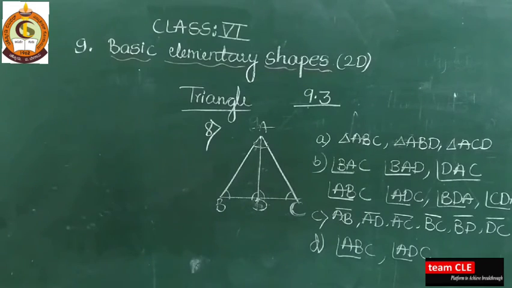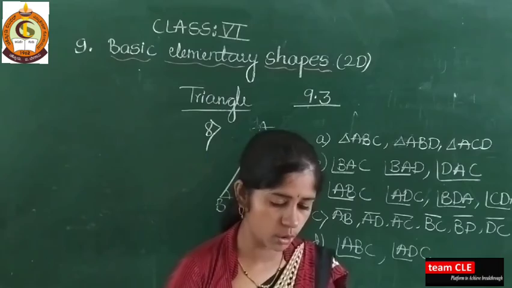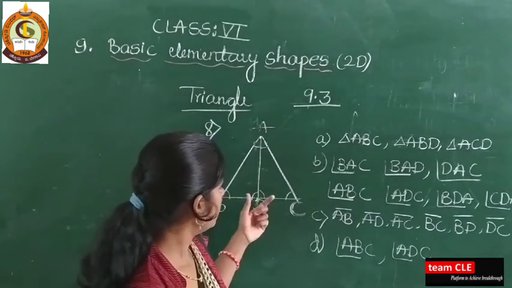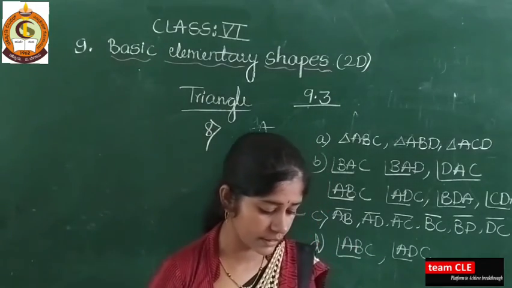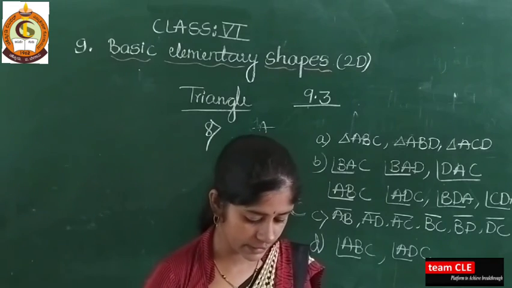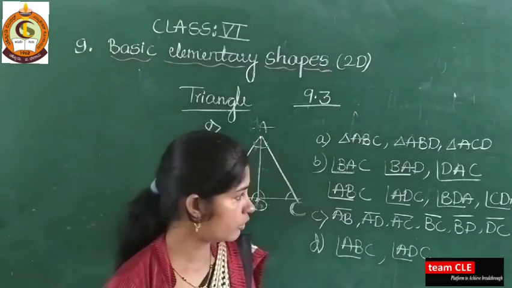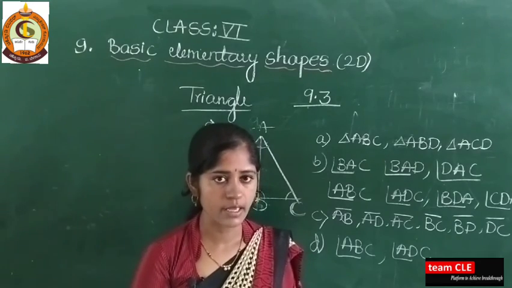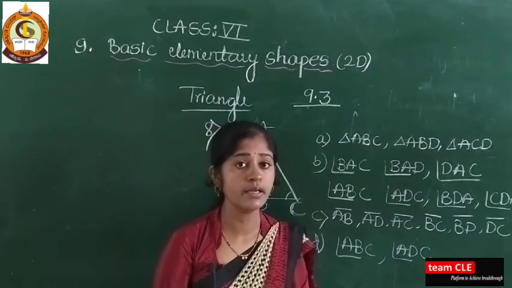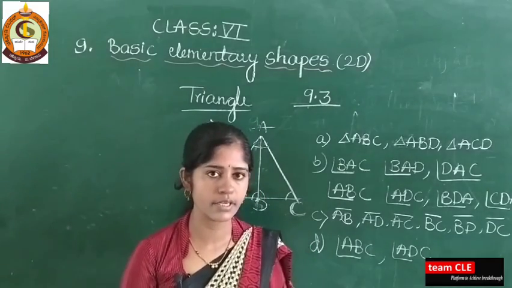So in today's class you learned triangles, the interior and exterior of the triangle, and how to write the angles from the given figure. Try to solve exercise 9.3, 8th and 9th main, which I have already solved here, on page number 133. Solve and send it to my personal number. In the next class I will discuss quadrilaterals, and also the interior and exterior of a quadrilateral. I hope this class is clear to you. Thank you.